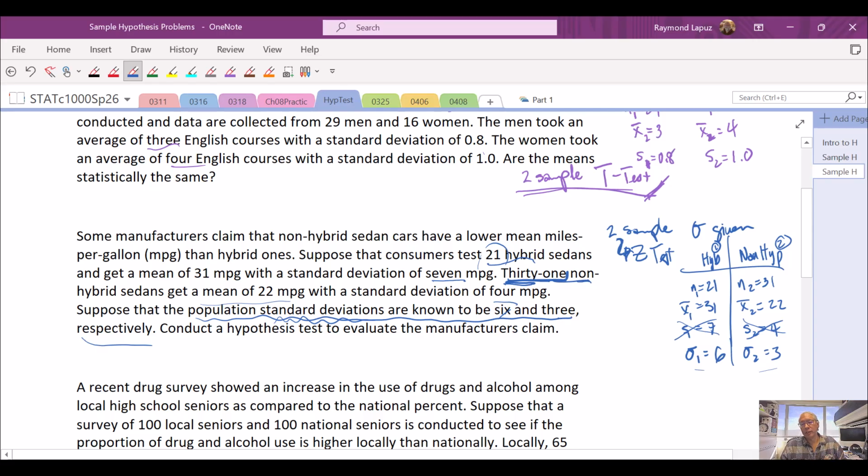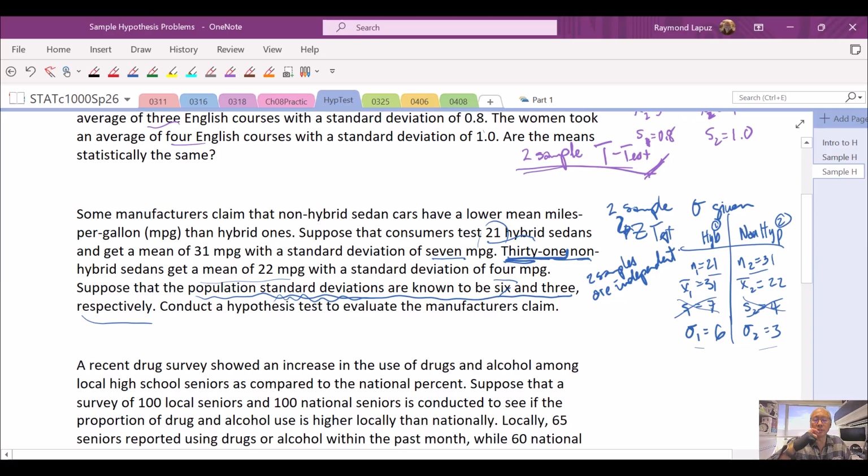But clearly if the N1 and N2 are different, then this is clearly not independent. But that's not the only reason why it's not independent. You can tell if something's dependent if they are intimately related. In this case, they're not. So the 2 samples are independent. So because of that, you will be using a 2 sample z-test.